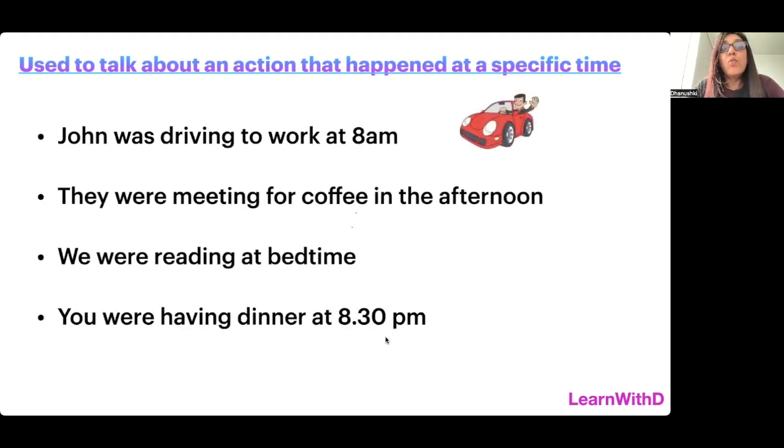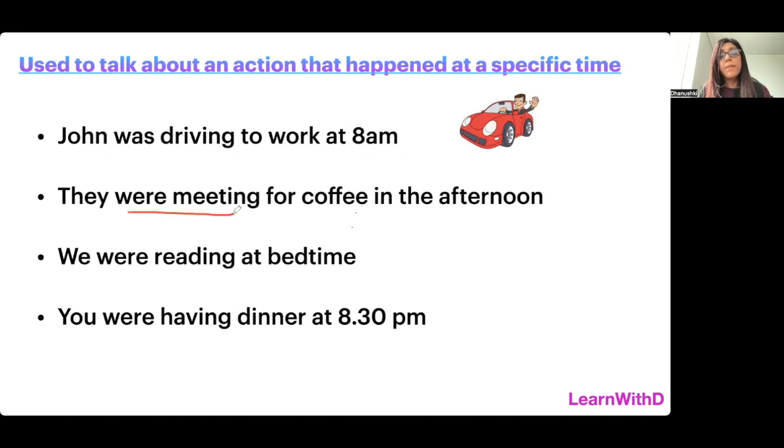So John was driving at 8 a.m. Right? So is there a specific time here? Yes, the time is 8 a.m. It's specific. So when there's a specific time, we use the past continuous, which was driving. All right. Now let's look at the next one.